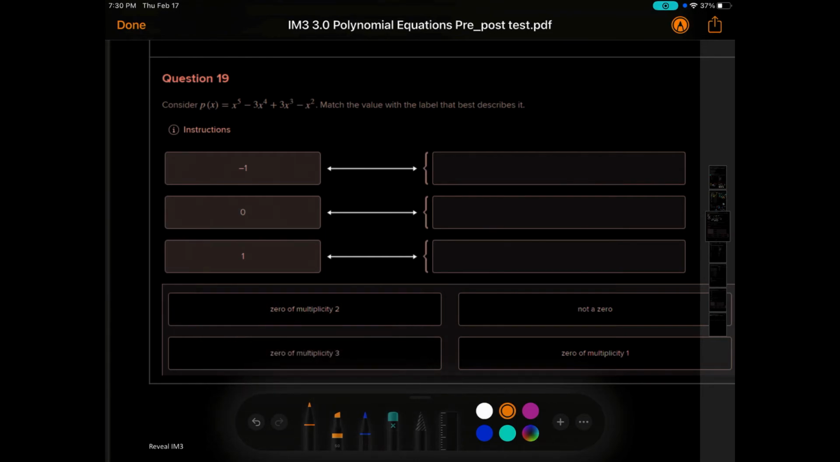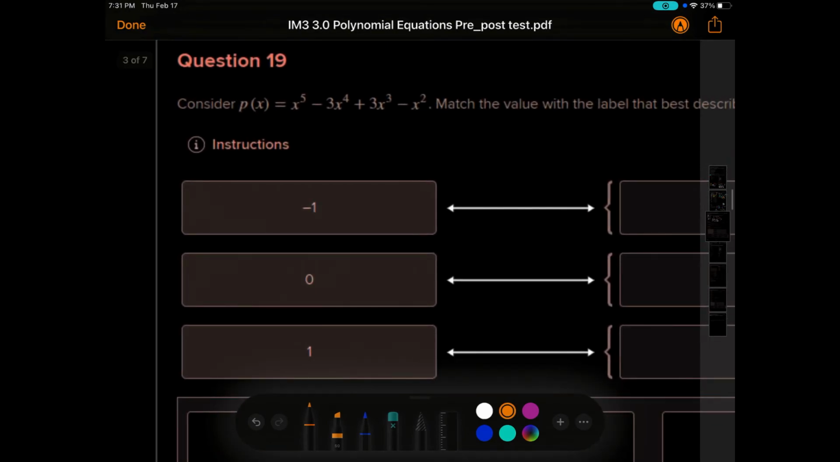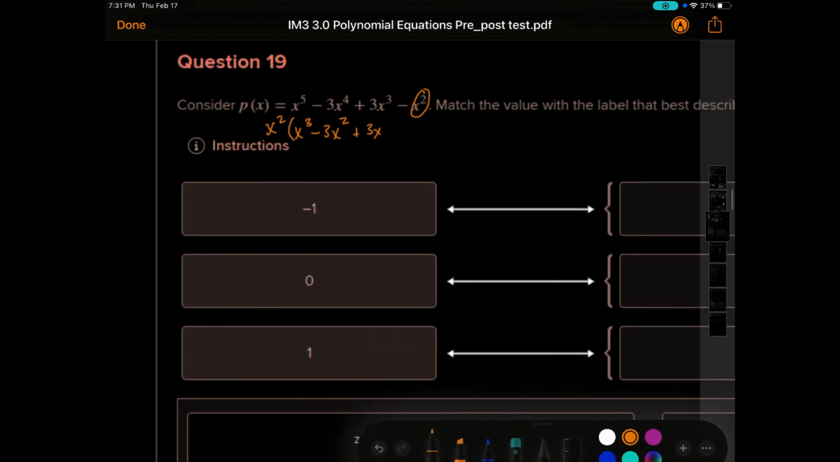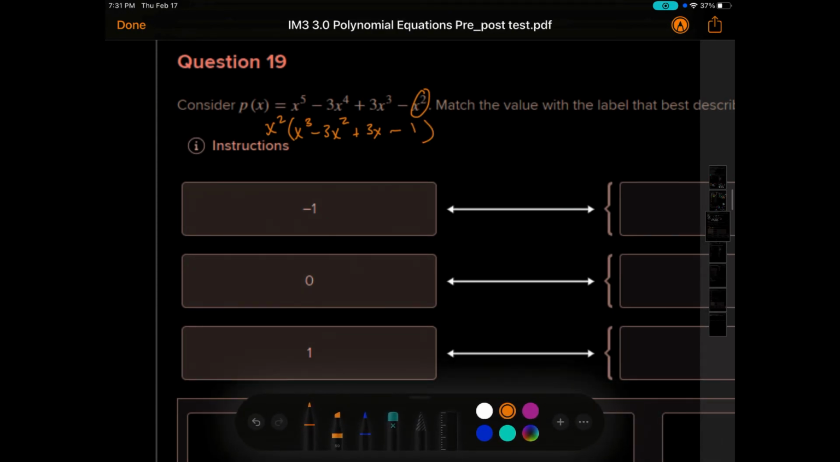All right, for this last question, it tells us to match the descriptions below, but basically what I'm going to do is factor and try to solve it. Now, the first thing I notice is this last term has an x squared. So let's see if I can pull out an x squared from all of this. And I can. So what I'm doing is subtracting the exponent by 2. So 5 minus 2 is 3, 4 minus 2 is 2, and 3 minus 2 is 1. And then this one is just a 1 here.